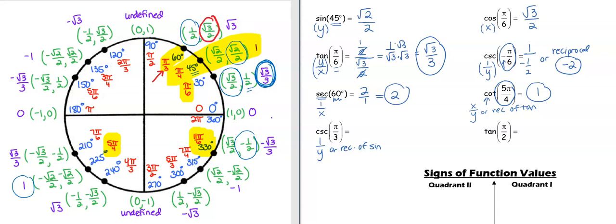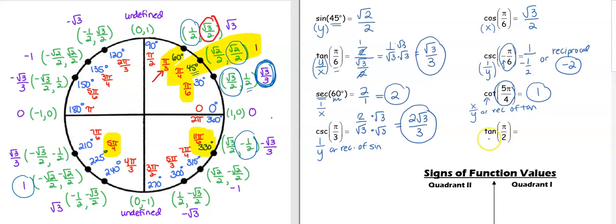My sine is that y value, the y coordinate. I want the reciprocal, and when I do the reciprocal there, it shows me that it is 2 over root 3, but then I need to rationalize. Multiply the top and bottom by root 3, giving me 2 root 3 all over 3.